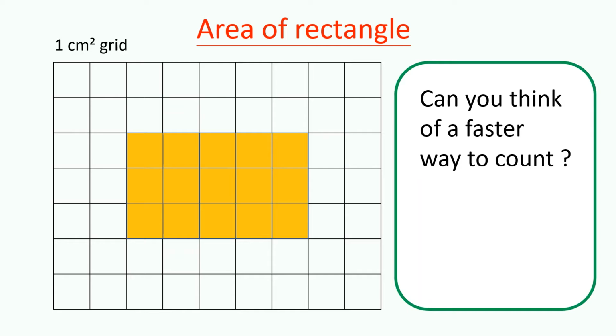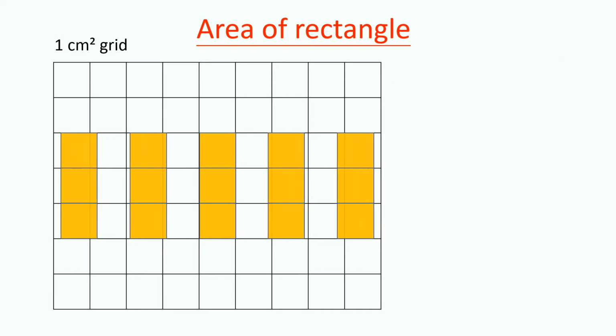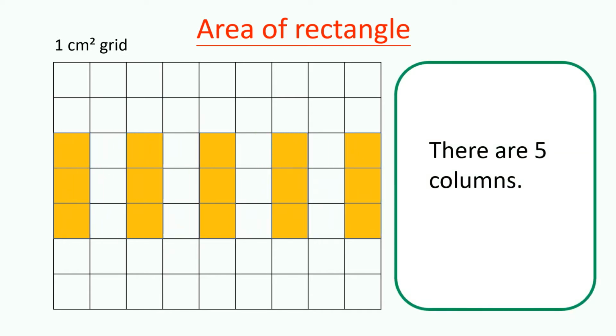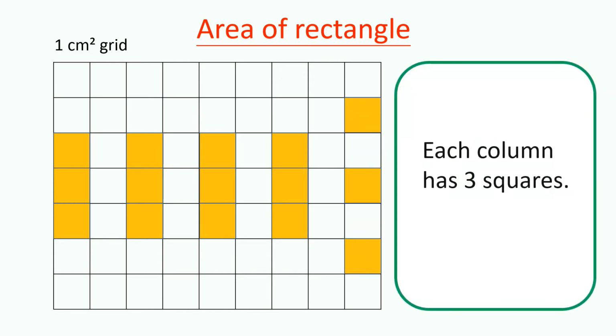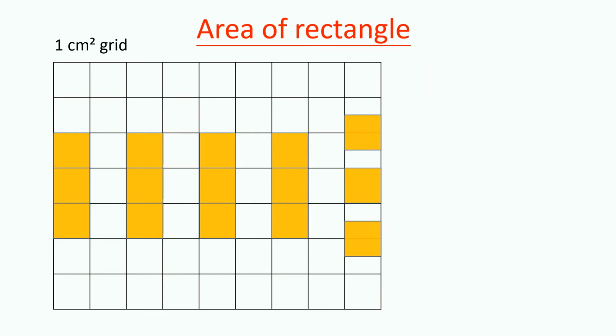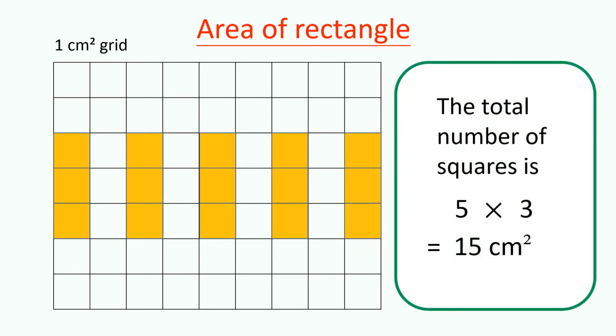Can you think of a faster way to count? We can try multiplication. There are 5 columns. Each column has 3 squares. The total number of squares is 5 times 3 equals 15 square centimeters.